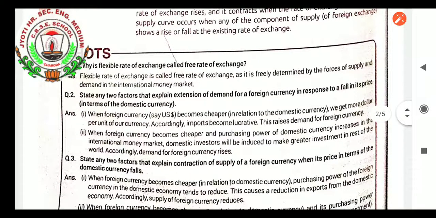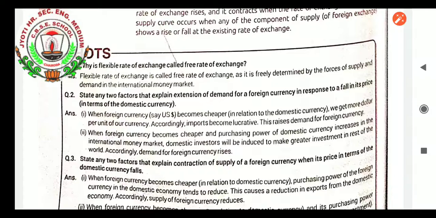State any two factors that explain extension of demand for a foreign currency in response to a fall in its price in terms of the domestic currency. When a foreign currency, say the US dollar, becomes cheaper in relation to the domestic currency, we get more dollars per unit of our currency.